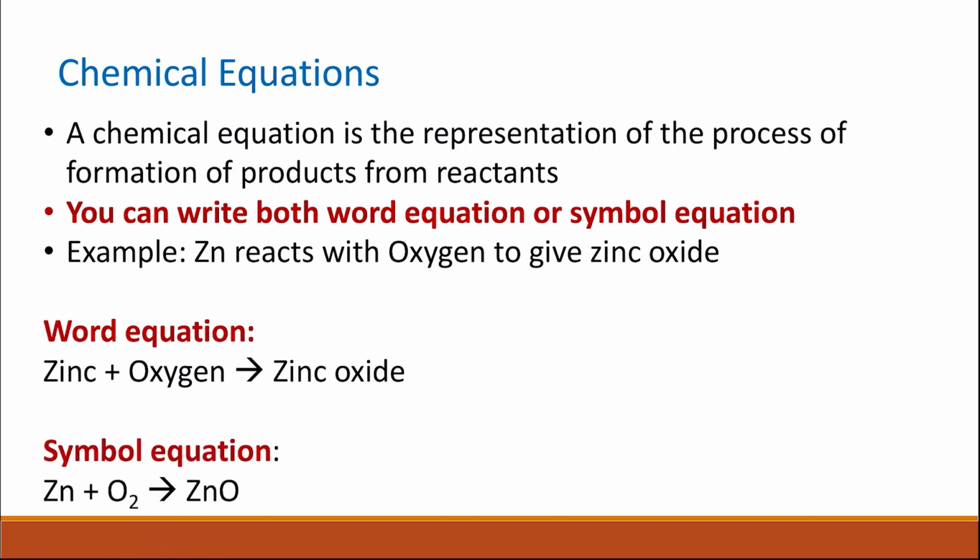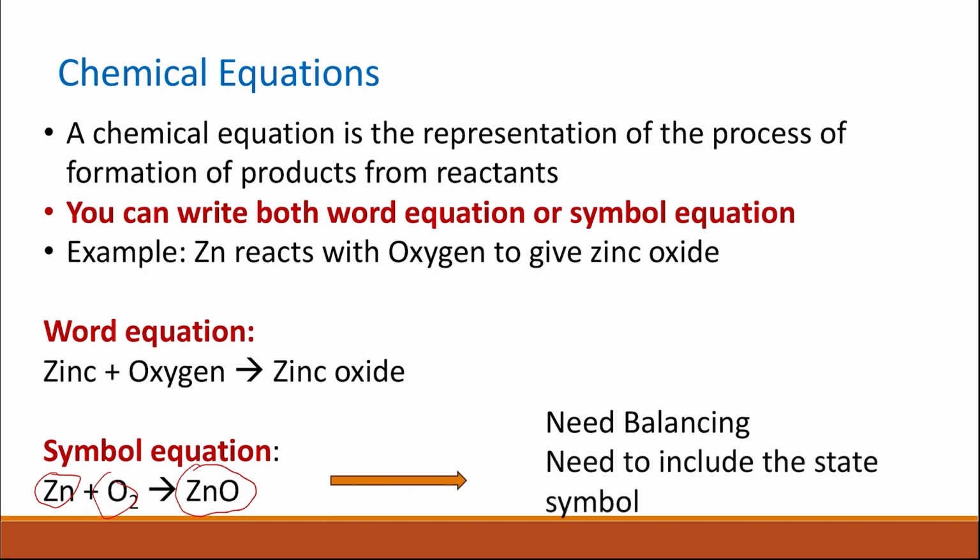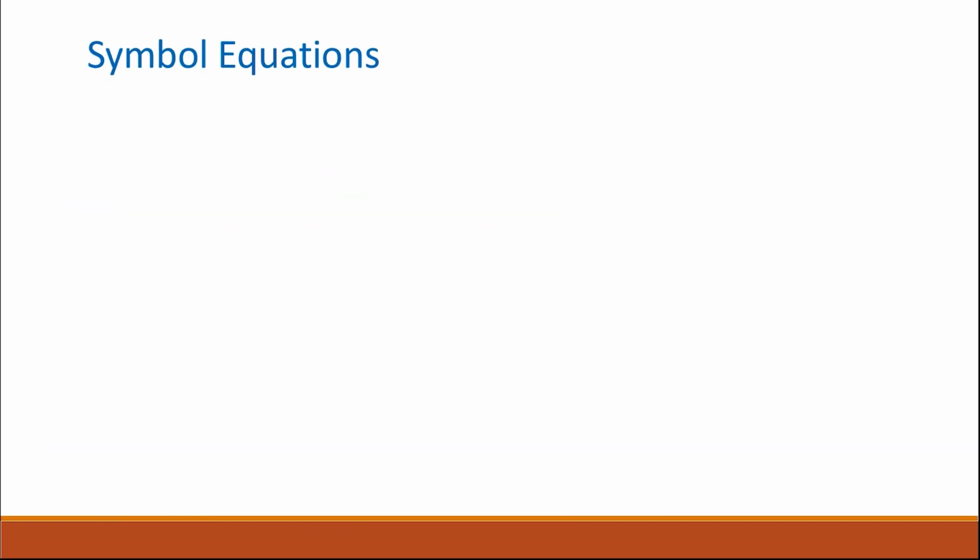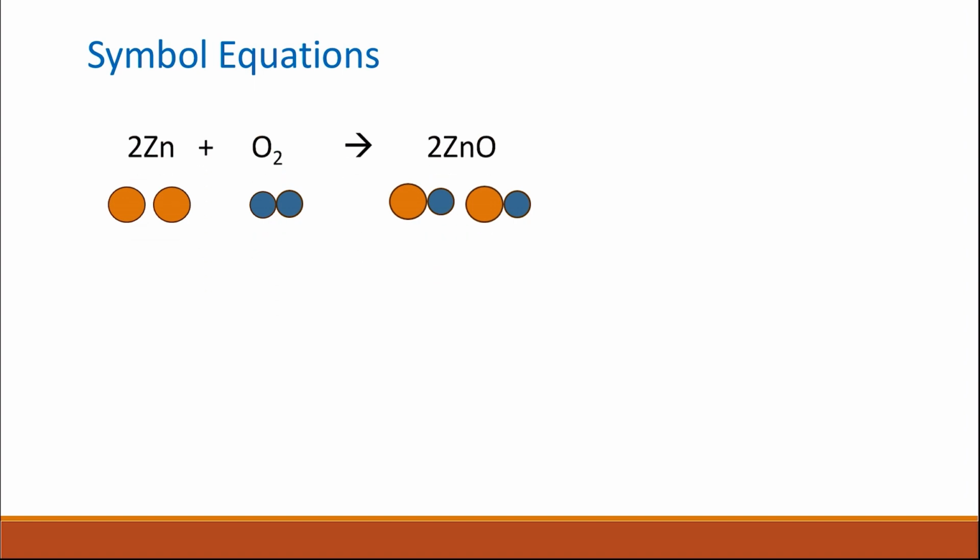equation, where you put the symbols of the zinc, the oxygen, and also of the product, which is zinc oxide. However, this equation needs to be balanced. It's not a balanced equation, and also we need to include the state symbols. So take a simple equation, for example, zinc plus oxygen that gives you zinc oxide.